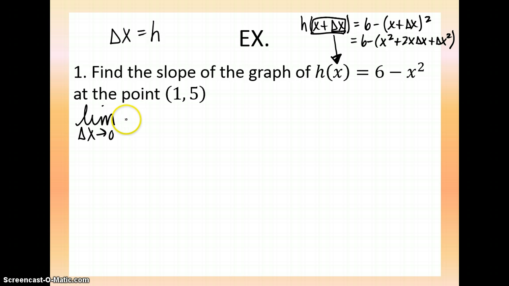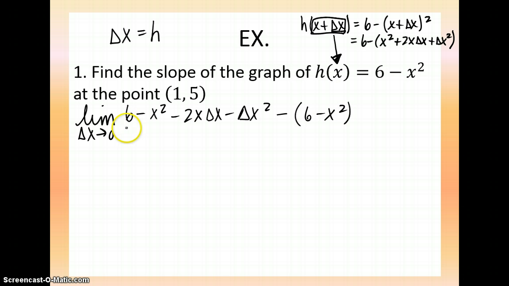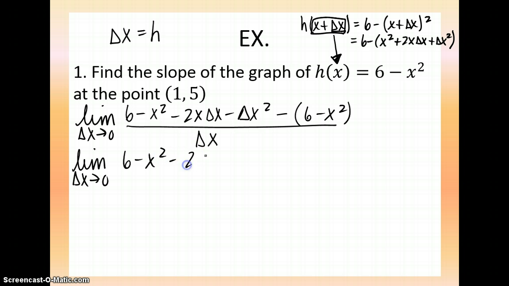So the slope of the tangent line comes from h of x plus delta x. So I'm going to distribute that negative on the expansion. Then I have to subtract the original problem. So the original function is 6 minus x squared, all divided by delta x. All right, so my last step would be distribute that negative.